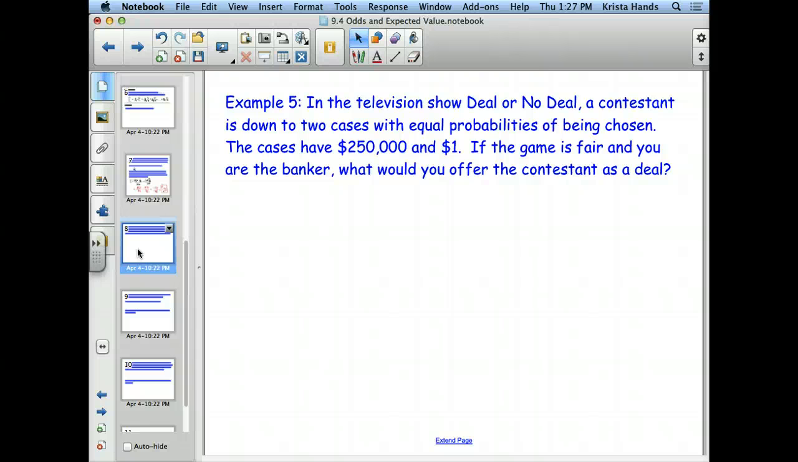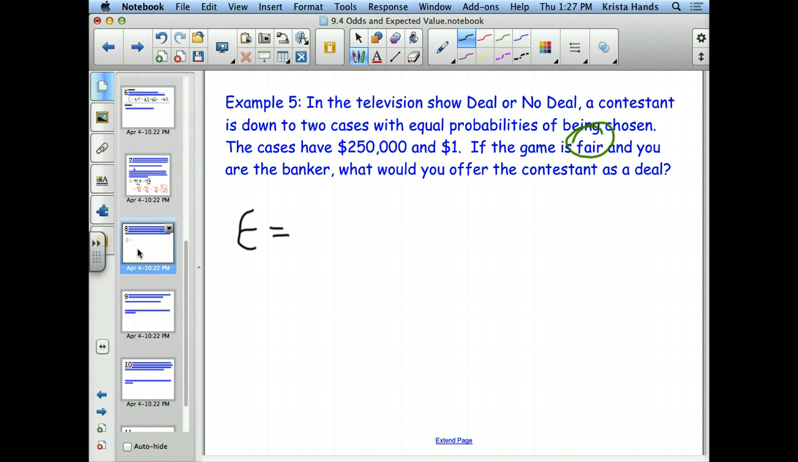If the game is fair, and we're using this term a little bit loosely here, we're not meaning exactly what we did before, so I'll come back to that idea in a minute. If the game is fair, and you were the banker, what would you offer the contestant as a deal? So, we would do this with expected values, right? And I only have 2 situations. I have the first case, and I have the second case.